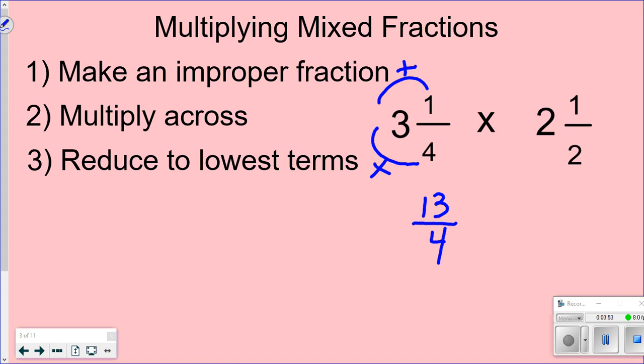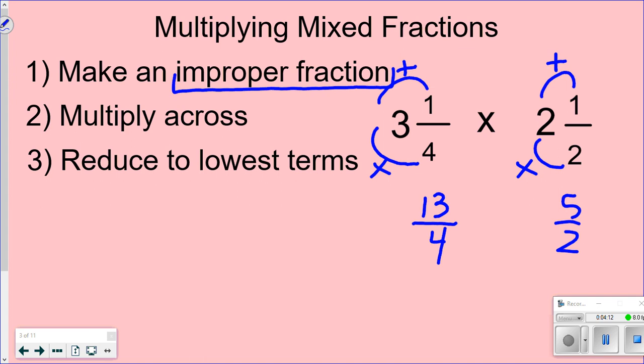Now I'm going to do the same thing over here. 2 times 2 plus 1. So it'd be 2 times 2 is 4. 4 plus 1 is 5/2. Now they can be multiplied. So they have to be in improper fraction form. If you don't write anything down today, you have to make sure you know that. Then you can multiply across and reduce to lowest terms.